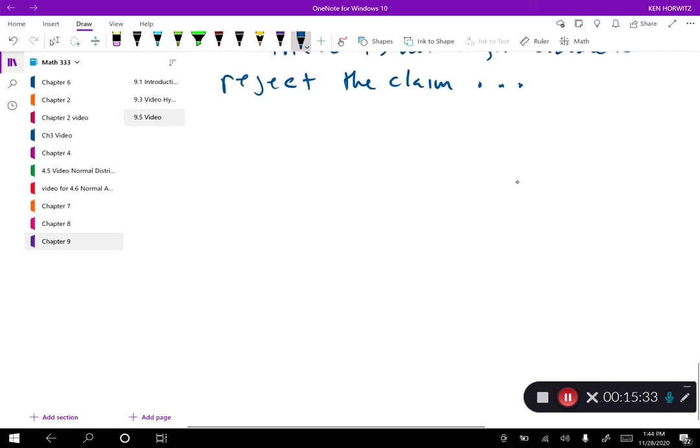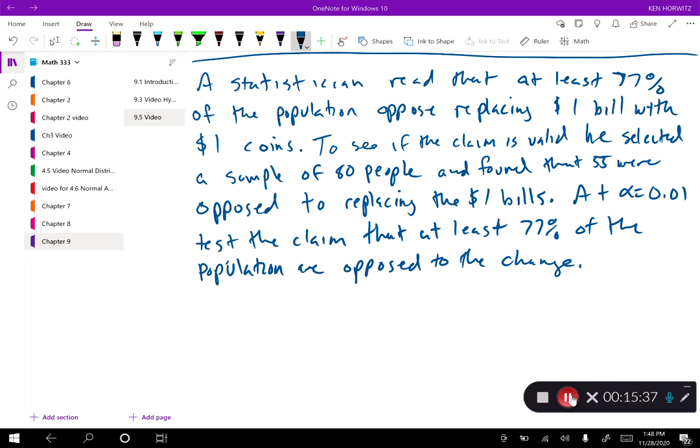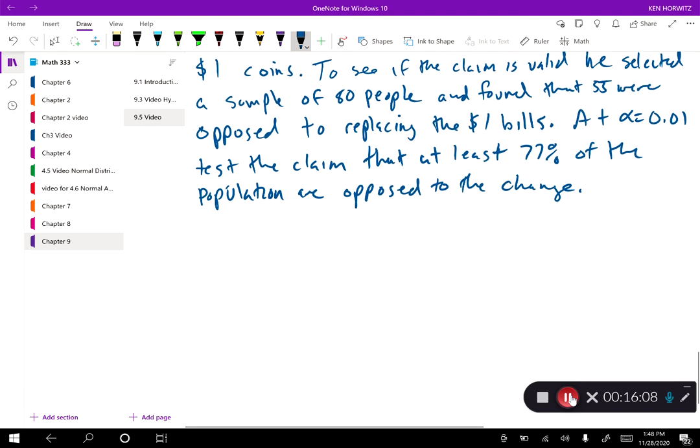All right, so let's get ready for the next example. A statistician read that at least 70% of the population oppose replacing the $1 bill with $1 coins. To see if the claim is valid, he selected a sample of 80 people and found that 55 were opposed to replacing the $1 bills. At alpha equals 0.01, test the claim that at least 70% of the population are opposed to the change. All right, so let's go through the steps one more time.